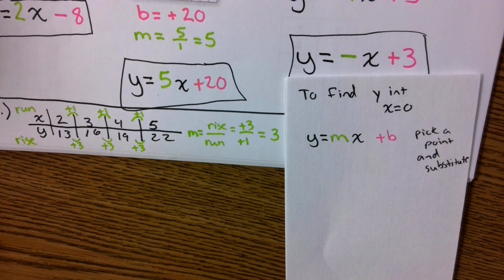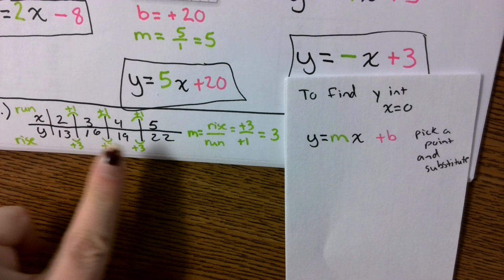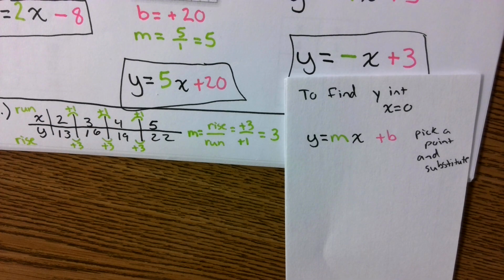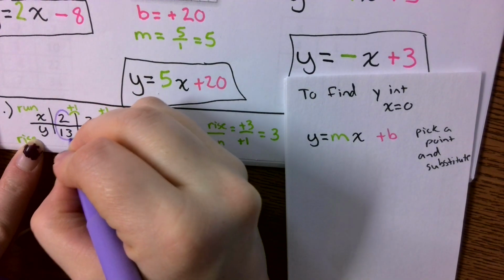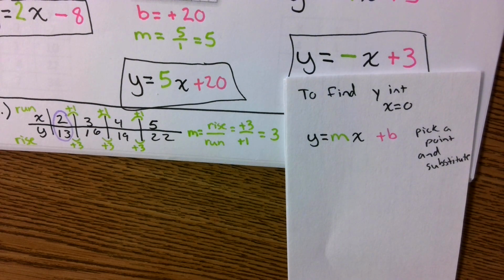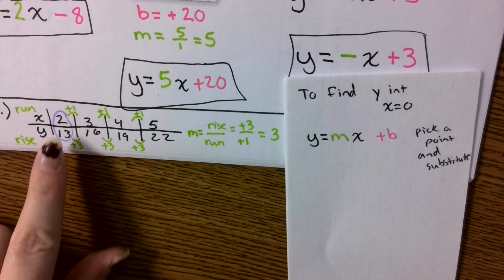So here's what I mean by picking a point. I'm going to look over here and pick any one of these points. I can pick (2, 13), or I could pick (3, 16), (4, 19), or (5, 22). Any one of these points I could pick. It does not matter which point you pick. I'm going to go ahead and just pick the first point, and that means that I'm going to substitute these values in.